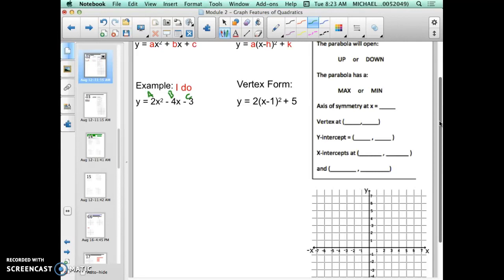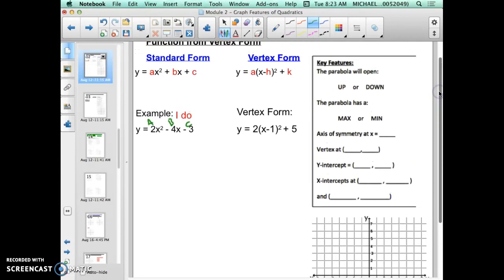Now, there's a few differences between standard and vertex. The main similarity is that, if you notice, it has an a up here, and the vertex form is given to you as y equals a times x minus h squared plus k. So the a and the a are always the same, all right?